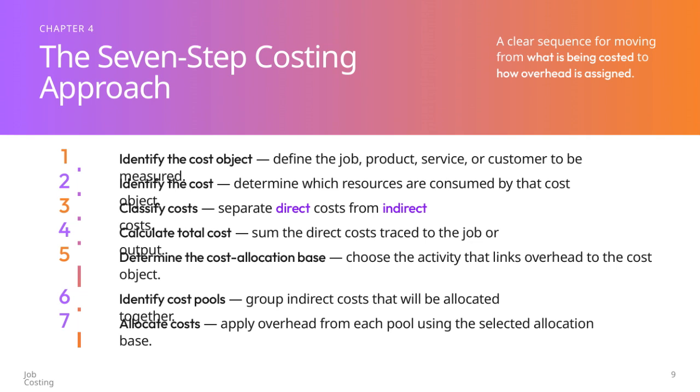After that, we determine the cost allocation base. This is the activity or factor that links the overhead costs to the cost object in a meaningful way. Following this, we identify cost pools, which means grouping together indirect costs that will be allocated using the same method. Finally, we allocate these costs by applying overhead from each cost pool to the cost object using the chosen allocation base. This structured approach ensures accurate and logical costing, which is key in job costing systems.